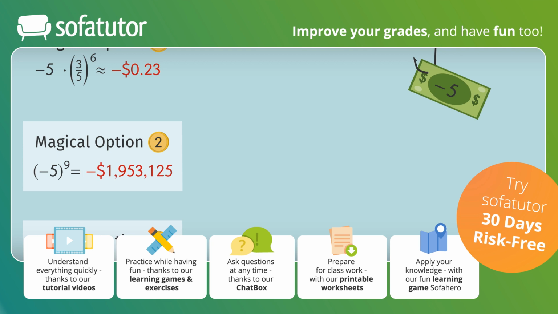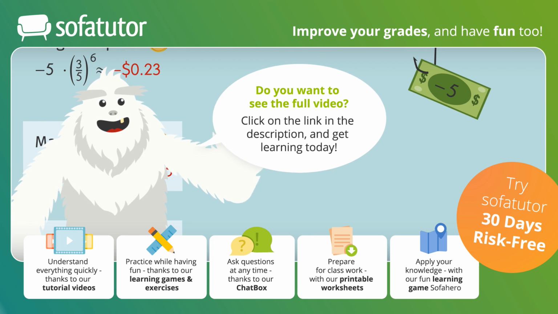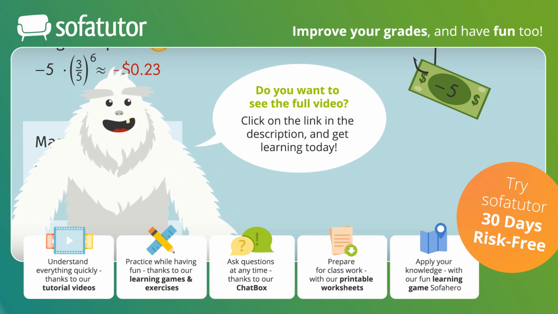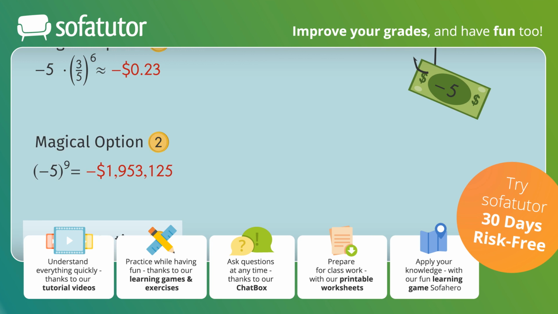$1,953,125 to be exact. How about (-5) to the 8th? That's a negative base raised to an even power, so the result will be positive. From negative $5 to positive $390,625? Now that's what I'm talking about. Option 3 turns Skeeter and Wade's debt into profit.